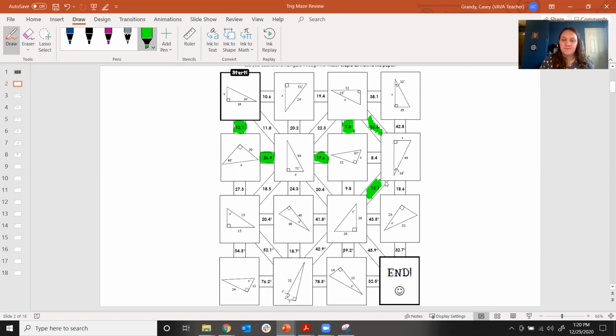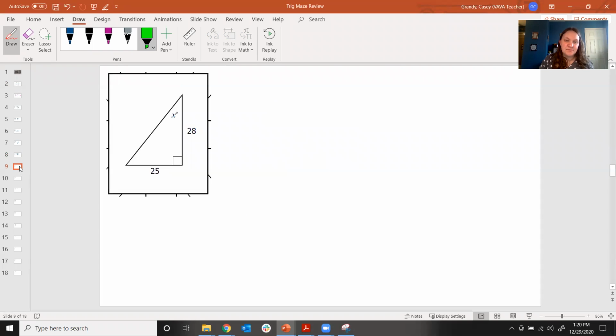So here we go. All right, we're going to do this next one together because it is now a little bit different. What's different about this one is our variable is the angle, but the process is going to be the same. Put an arc on your angle. Label the sides that are given, either O, A, or H, whatever they are. So 25 is opposite and 28 is adjacent.